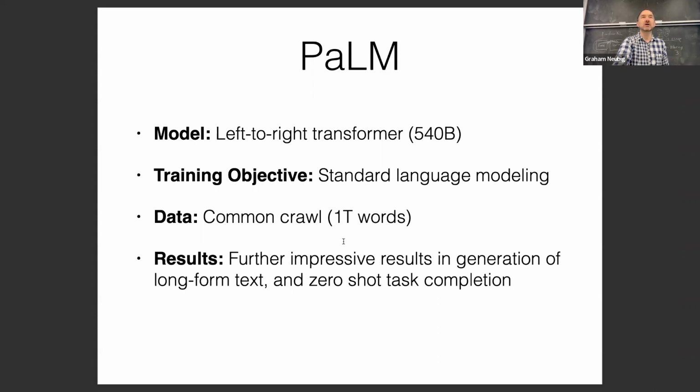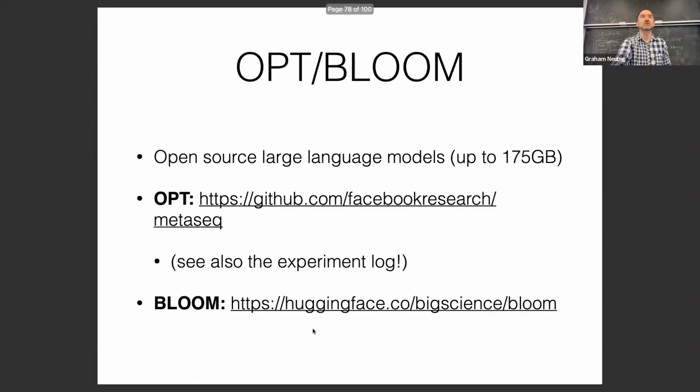Also trained on Common Crawl, 1 trillion words. And again, the results are impressive with generation of long form text, zero shot task completion, et cetera. All of these are in the references. Palm might not be in the references, but I think a lot of these are in the references.